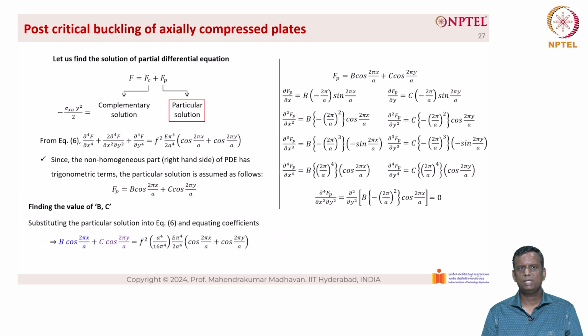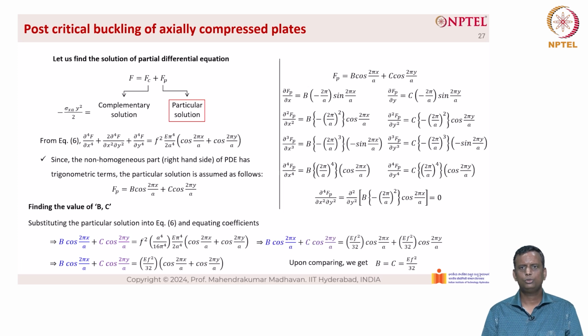This can again be simplified, and when we equate the terms corresponding to cos(2πx/a), we get the value of b, and when we equate the terms corresponding to cos(2πy/a), we get the value of c. So when we do so, we have b equal to c equal to E F² divided by 32.